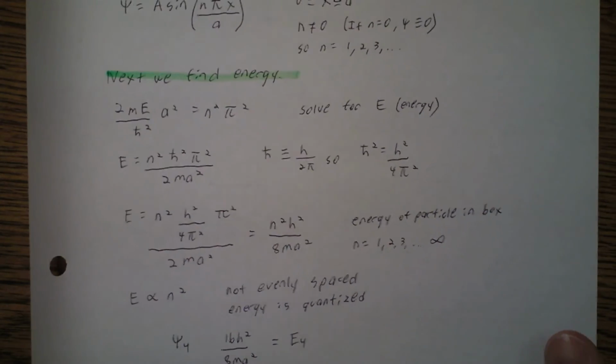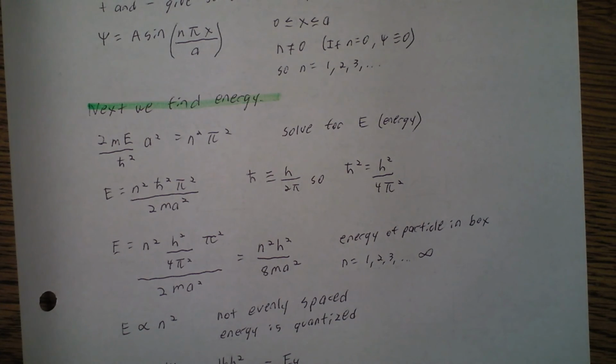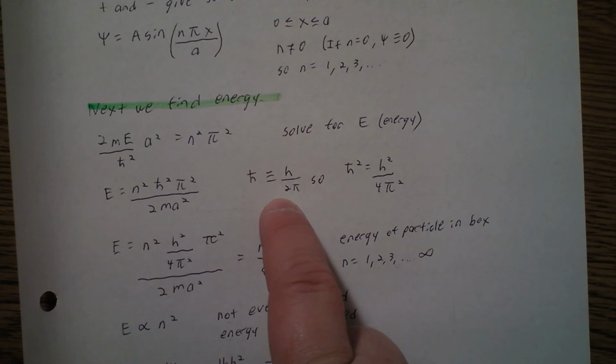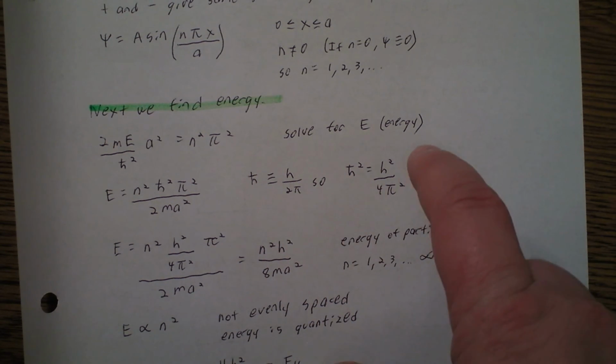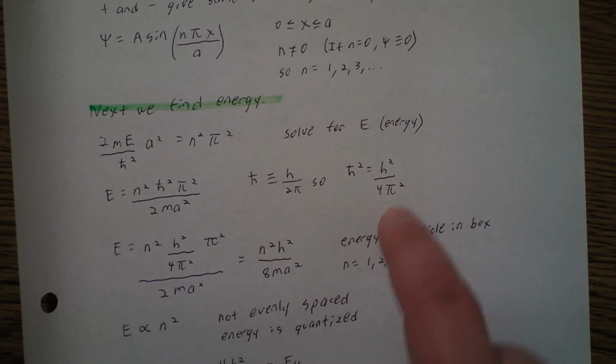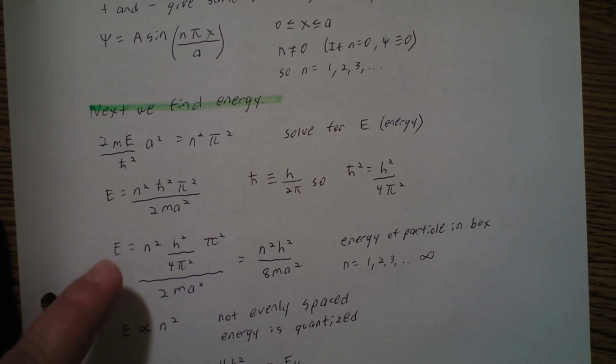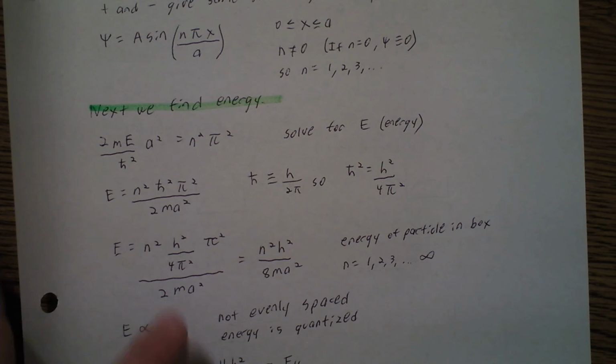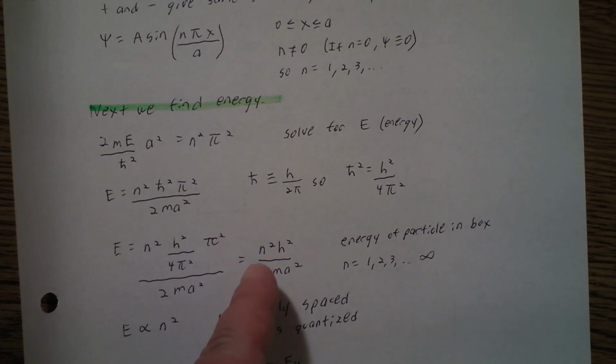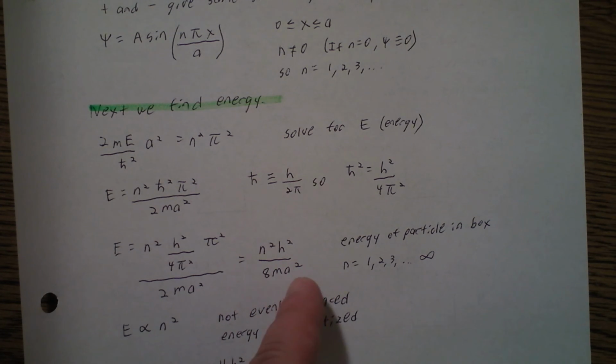Okay, so now we're going to find energy. So we have 2mE over h bar squared times a squared is equal to n squared pi squared. We're going to solve for E, which is energy. So E is equal to n squared h bar squared pi squared over 2ma squared. Now remember, h bar is defined as h over 2 pi. So we get h bar squared is equal to h squared over 4 pi squared. So we get E is equal to n squared h squared over 4 pi squared times pi squared over 2ma squared. Simplify, we get E is equal to n squared h squared over 8ma squared.